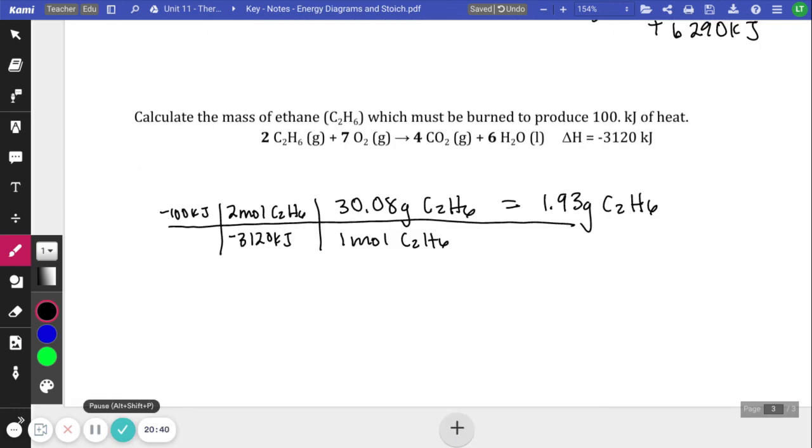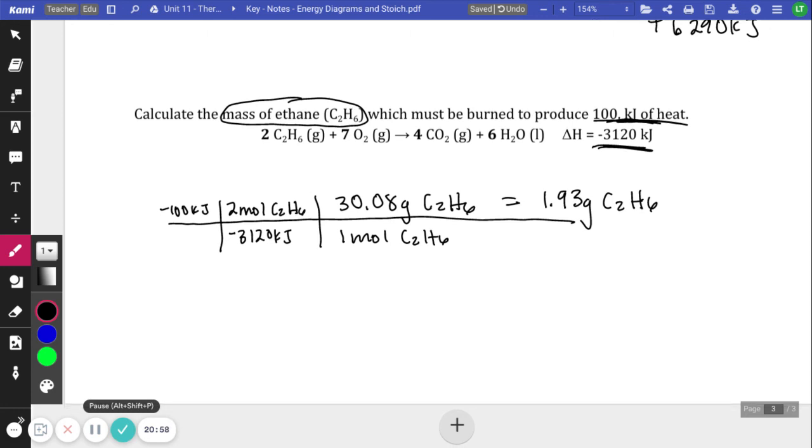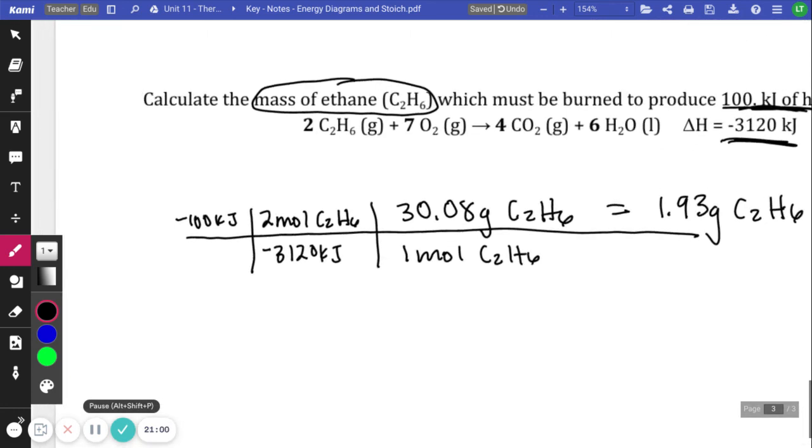All right, so this problem says calculate the mass of ethane which must be burned to produce 100 kilojoules of heat. Okay, so this is an exothermic reaction. We have a negative delta H. It's written off to the side. So we do have an exothermic because it's negative. So we are producing 100 kilojoules of heat. So you can start with negative 100 because we are producing that. So for every negative 100 kilojoules, I then used my mole to heat ratio.